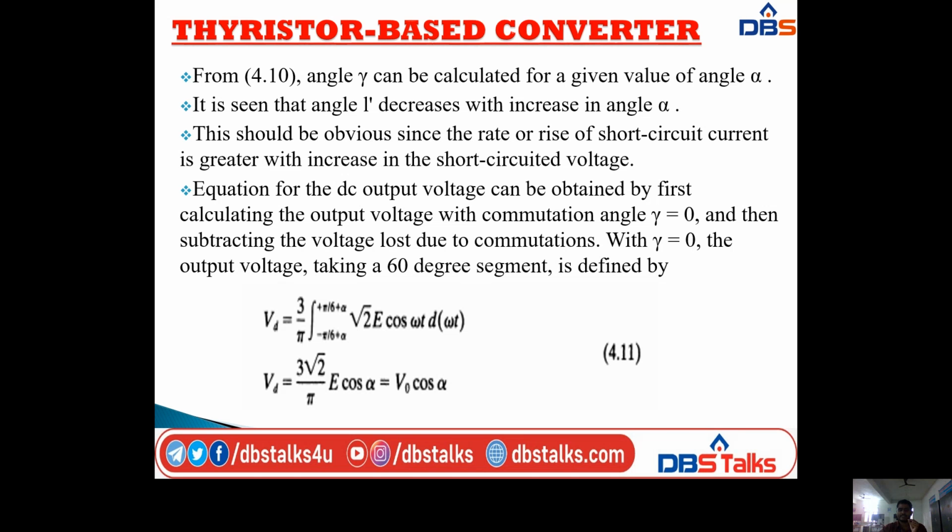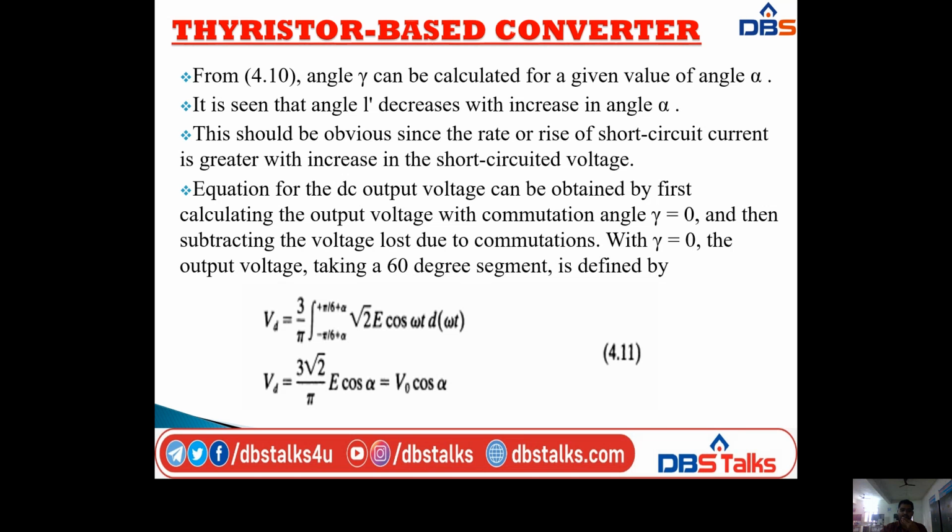Next, the equation for the DC output voltage can be obtained by first calculating the output voltage with commutation angle gamma equal to 0, and then subtracting the voltage lost due to commutation, taking a 60-degree segment. So we have the DC output voltage Vd equal to 3 by pi integral from minus pi by 6 plus alpha to plus pi by 6 plus alpha of root 2 E cos omega t d of omega t.